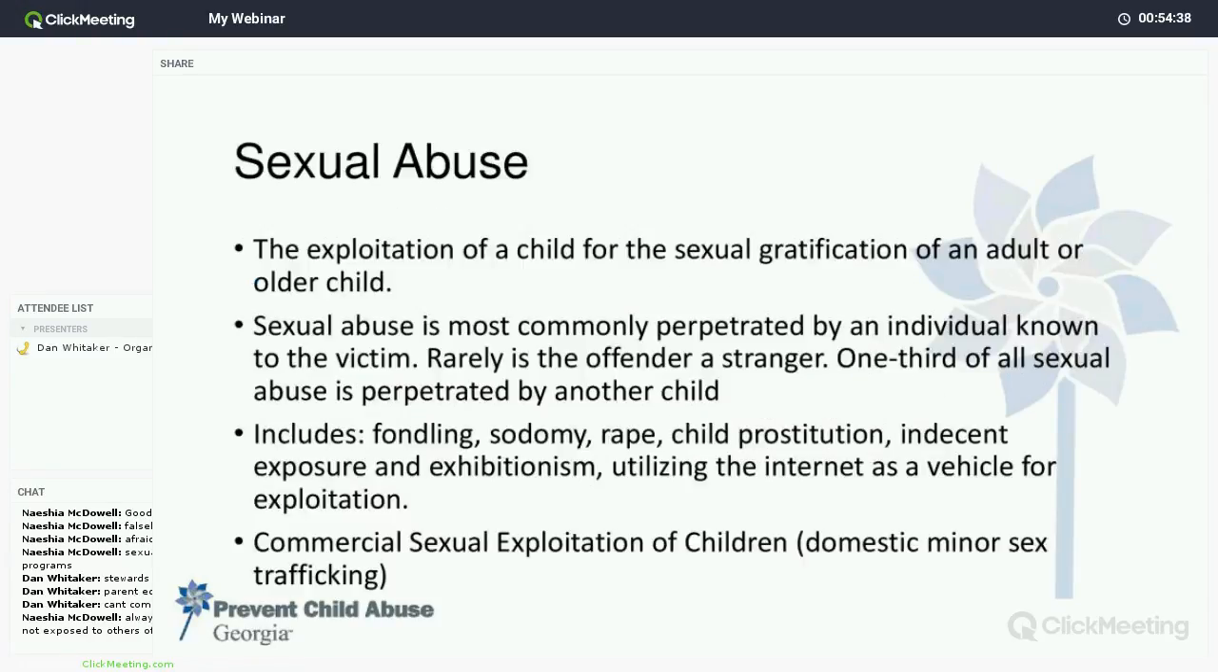So, sexual abuse. It can be a very difficult topic to discuss. It's difficult to discuss sex. It's difficult to discuss children and sex, and I feel like it's the most difficult to discuss child sexual abuse. But however, we must be open to discussing and understanding it in order to prevent it.